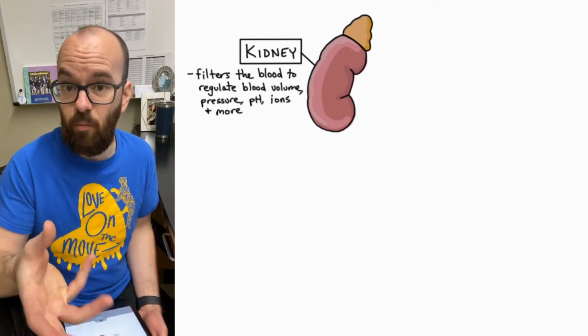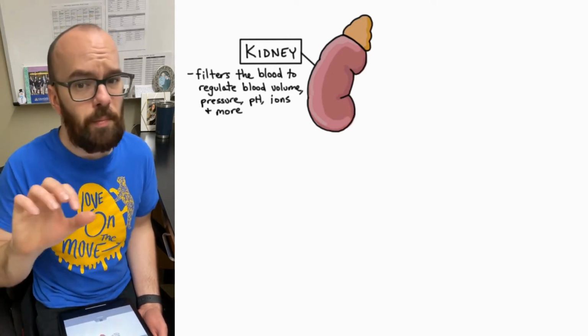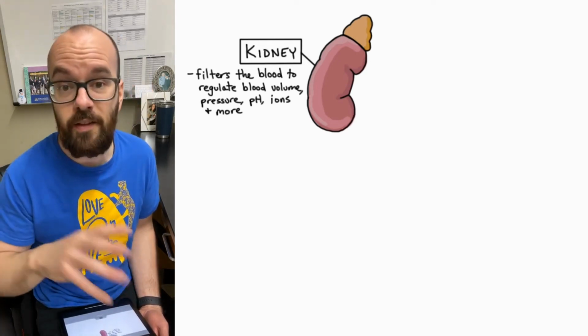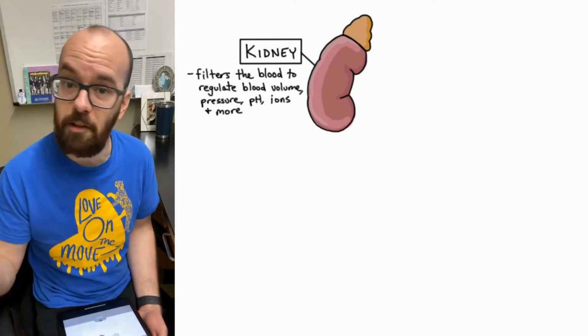The kidneys will decide what do we take out of the blood, what do we put back into the blood to make sure that our blood pressure, volume, pH, all of those things stay at normal, homeostatically healthy levels.